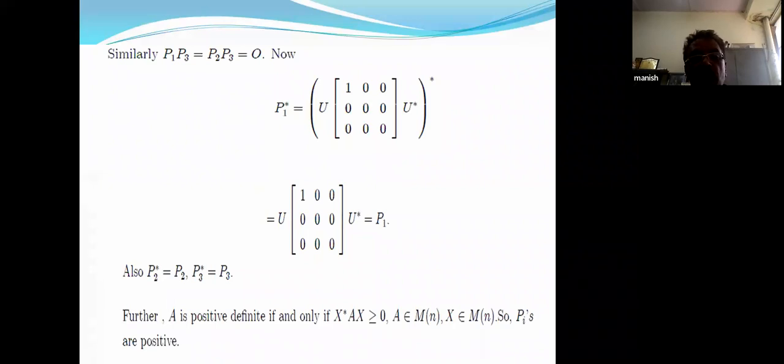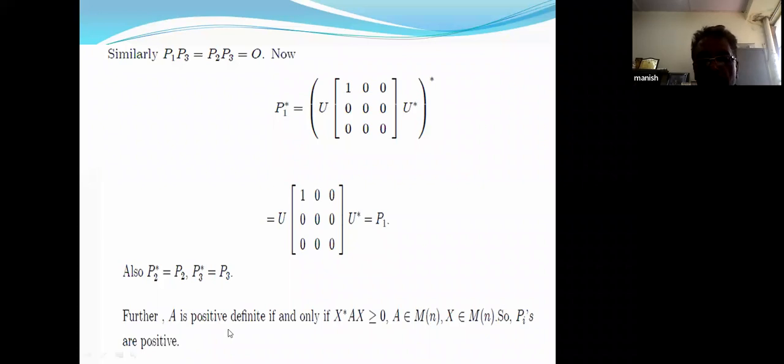Now we show that they are Hermitian projections. Pi star is obtained by taking the conjugate transpose of this. This goes to this side, U star star, which is U. Then writing this middle matrix and then U star. This is the same as P1. Similarly for the other projections. Now we also have to show that they are positive semi-definite. Note that A is positive semi-definite if and only if X star AX is also positive semi-definite for all X belonging to square matrices.